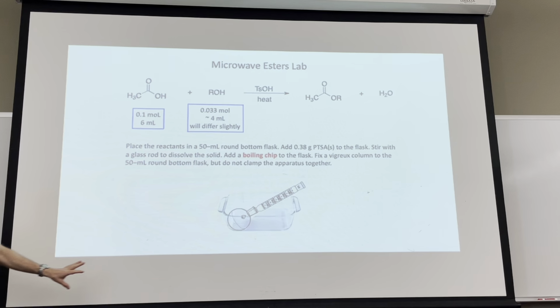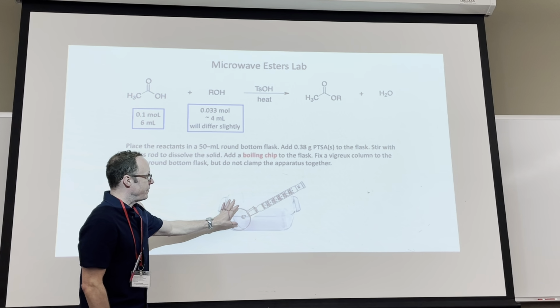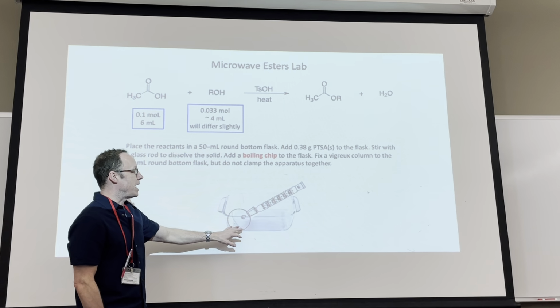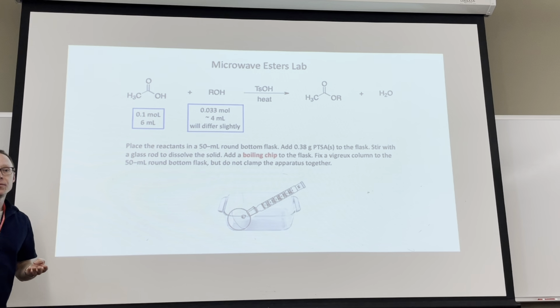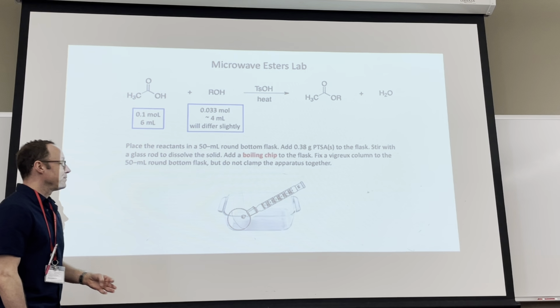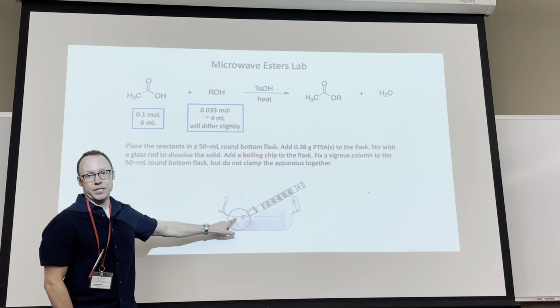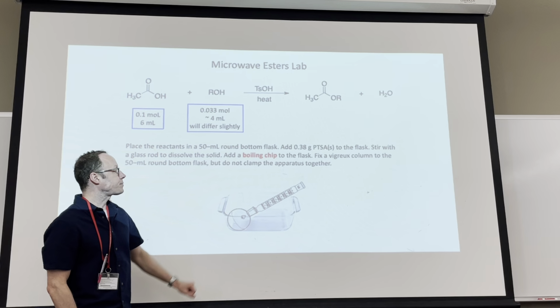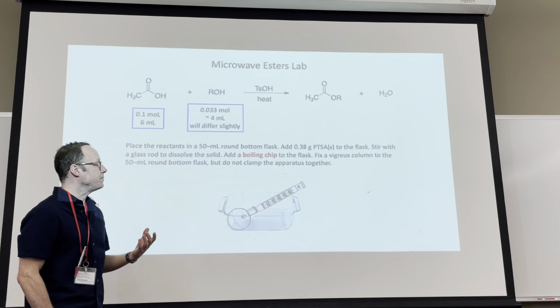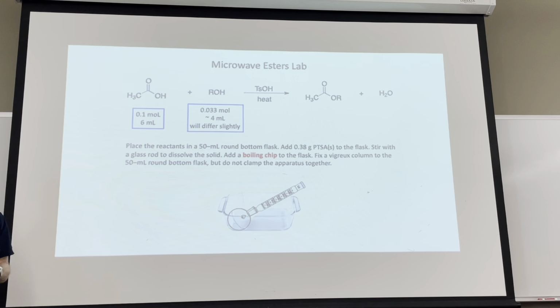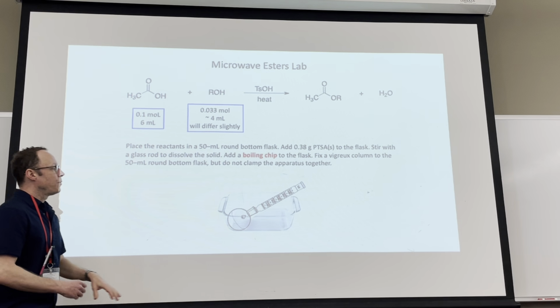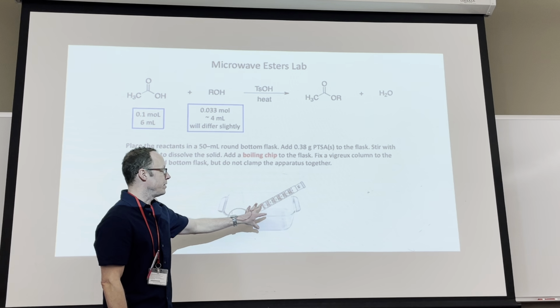Then you're going to set it up like this. You're going to have your round bottom flask, and in the flask you should have 4 things: the acetic acid, vinegar; the alcohol; the tosic acid catalyst; and importantly, don't forget, a boiling chip. You'll top it with the Vigreux column, and then you're going to place it in the microwave.